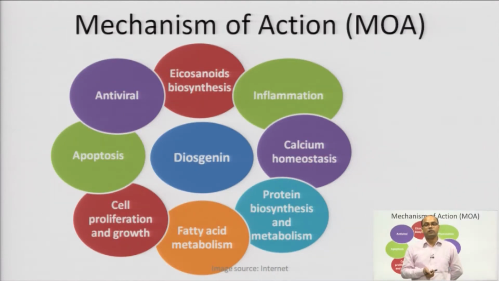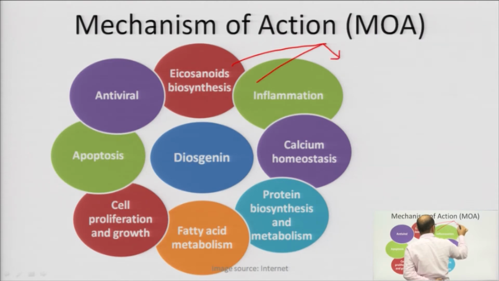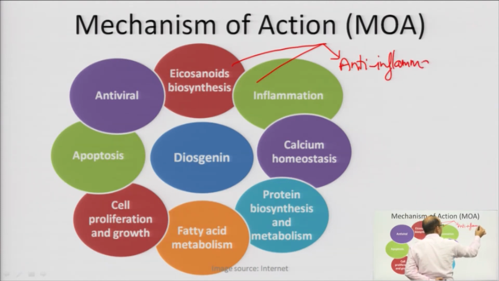If we look at the mechanism of action, because we are studying the phytochemical individually, we should know how this phytochemical is going to act on your body. It has tremendous activity in your body. If you look into the picture, you can see that it has a role in eicosanoid biosynthesis. It acts in inflammation. In this way the compound Diosgenin is acting as anti-inflammatory.